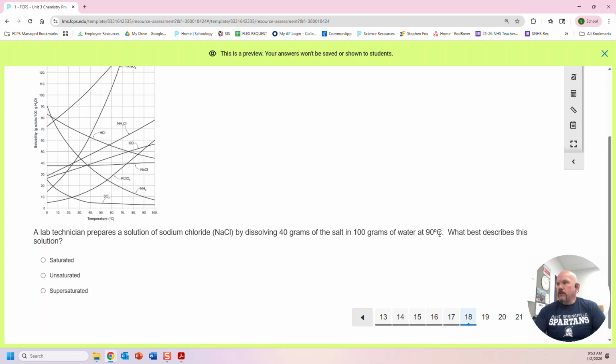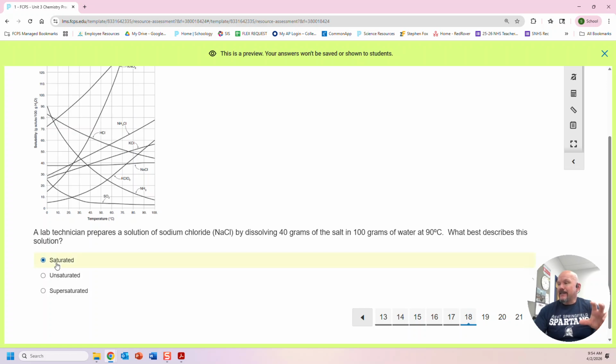So if we go to 90 degrees Celsius on the chart and find sodium chloride, which is right there, the maximum amount of sodium chloride we could dissolve in 100 grams of water at 90 degrees Celsius is 40 grams. So this is saying we dissolved 40 grams in 100 grams of water at 90 degrees. So we've dissolved the maximum amount of sodium chloride we can in 100 grams of water. So what does that make our solution?